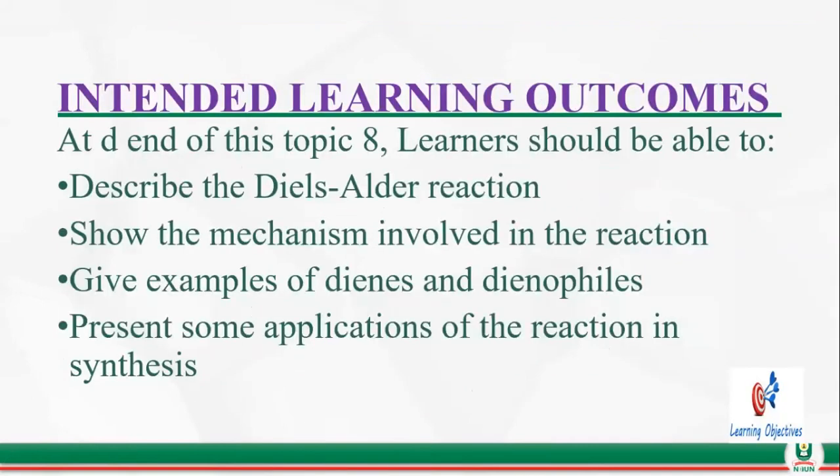At the end of today's class, the learner should be able to, number one, describe vividly the Diels-Alder reaction. Two, show the mechanism involved in this named reaction. Three, give examples of dienes and dienophiles, which are the two key players in the product formation under Diels-Alder reaction conditions. And you should be able to present some applications of this reaction in day-to-day synthesis, partial synthesis, and total synthesis to arrive at natural products.